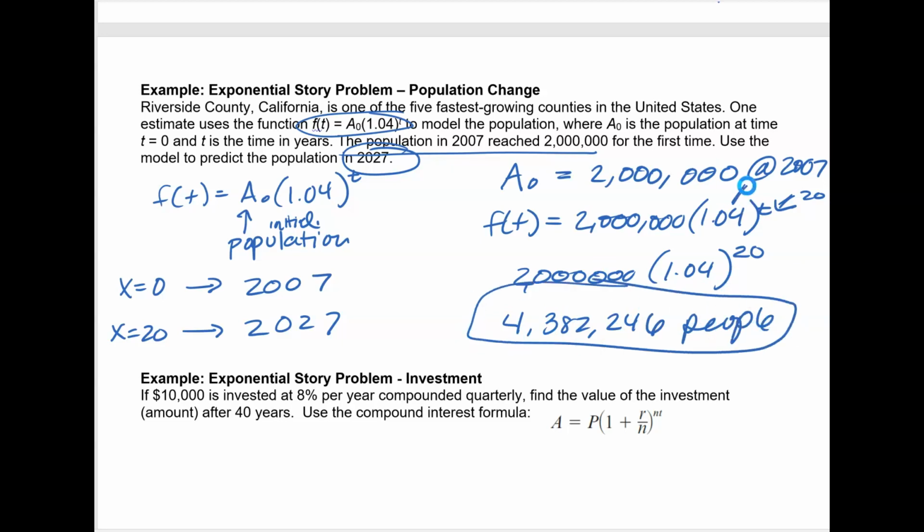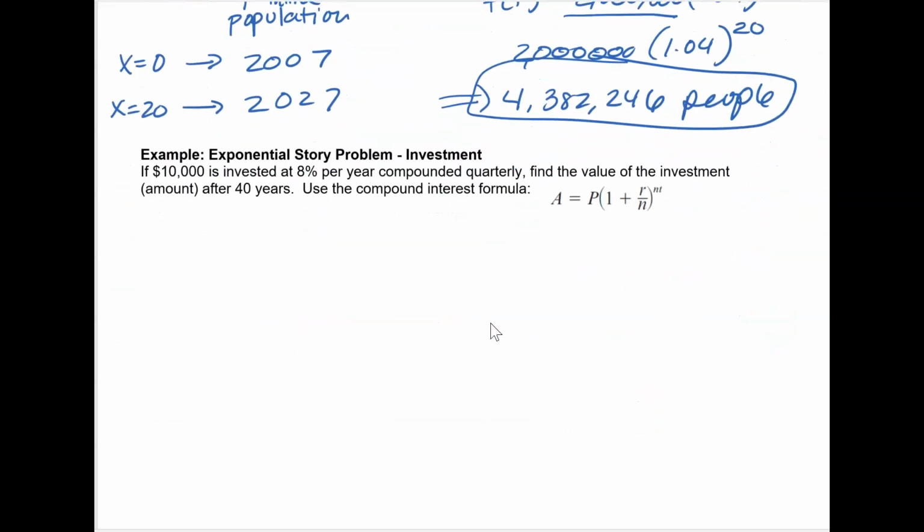And then always ask yourself, does it make sense? This A value, it's bigger than 1, so there should be growth. So it makes sense to me that we started with a population of 2 million and then it grew quite a bit in 20 years, which is what you would expect. And then the last one, we're going to look at the compounding interest formula, because that's also an exponential formula because we have a variable in the exponent.